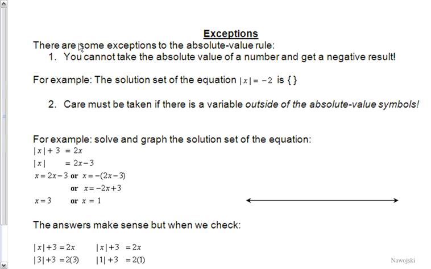We are going to now look at the exception. This is why the check is a big deal, okay? You cannot take the absolute value of a number and get a negative result. The absolute values of numbers are always supposed to be positive.